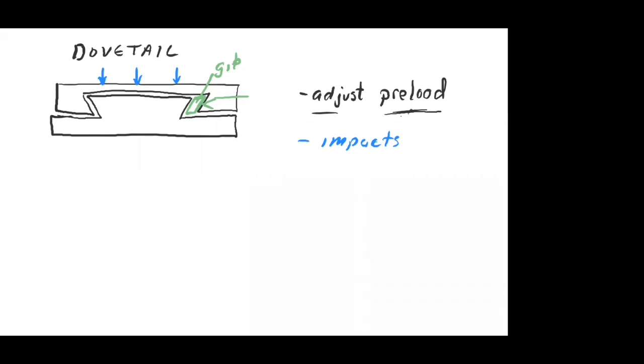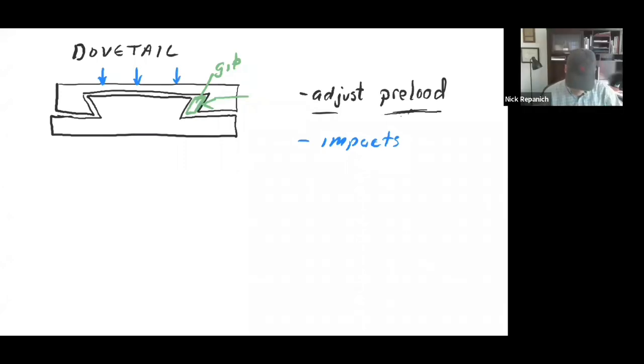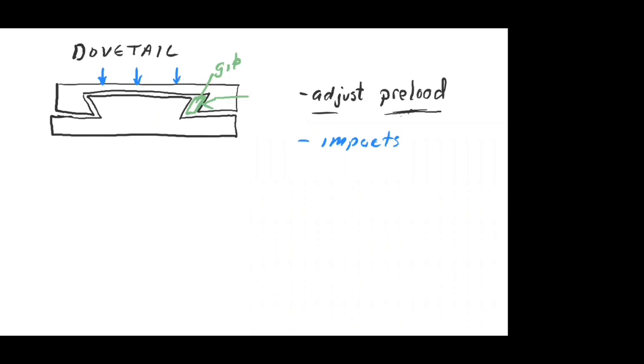I have a question on the preload. For a rotary bushing, is the only way to adjust the preload to machine out a little bit more of the inner diameter?